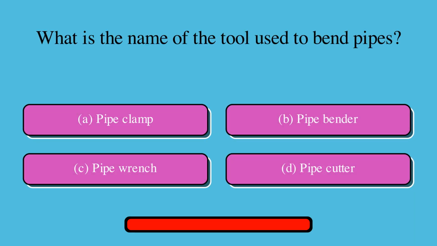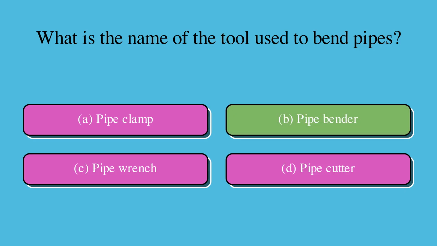What is the name of the tool used to bend pipes? Is it A, pipe clamp, or B, pipe bender, or C, pipe wrench, or D, pipe cutter? The correct answer is B, pipe bender.